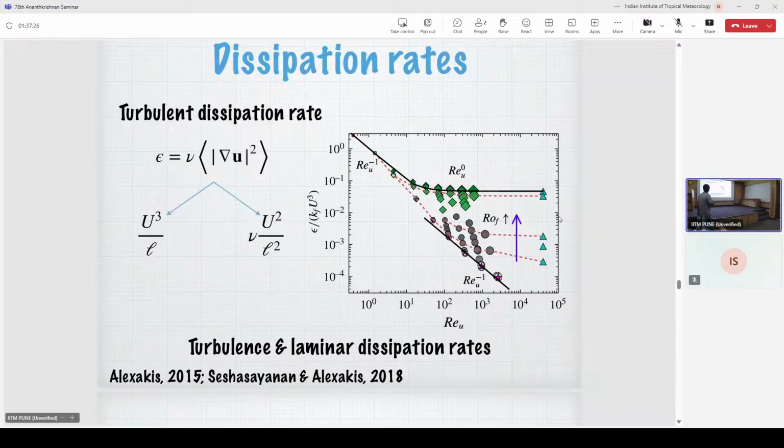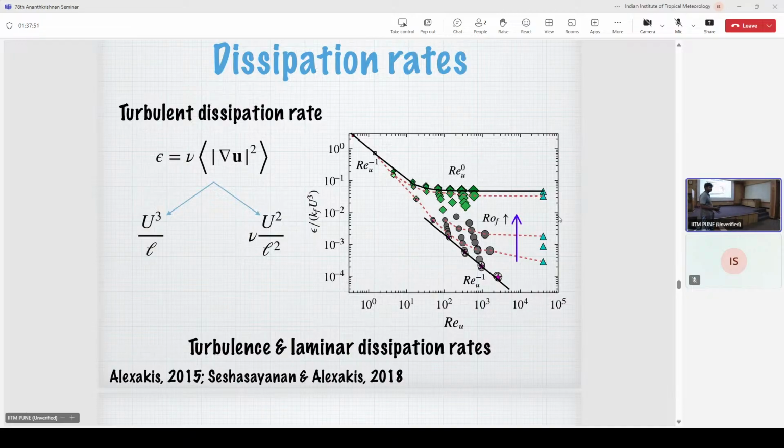So here I show, we can look at what is known as the dissipation rate, the volumetric dissipation. You just take the energy equation and you take the term that is responsible for transfer of kinetic energy into much smaller modes, thermal modes. That term is given by this epsilon. And we know that if your flow is laminar, this scales like the viscosity times u squared over L squared.